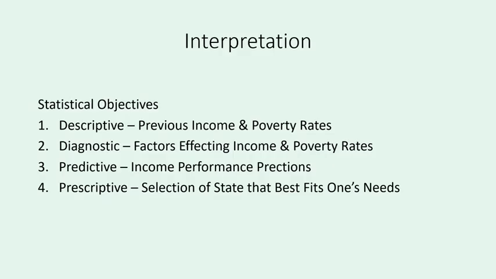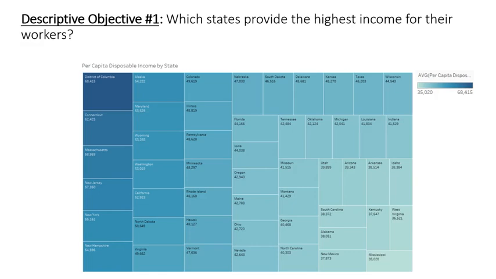And finally, we come to my favorite part of the presentation, letter I of the MOSAIC process, which stands for interpretation. What conclusions do we learn from the data? We will take a look at an answer to all 4 objective questions in the following slides. First up are results from the descriptive analysis. Our first descriptive objective was to uncover which states provide the highest income for their workers.